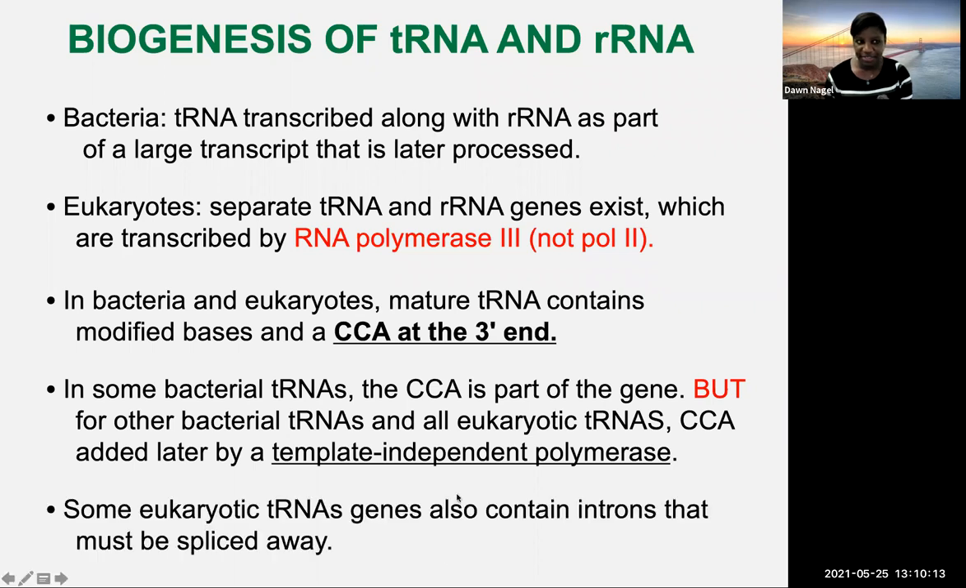The other thing that's interesting to know is that some eukaryotic tRNA genes also contain introns, right? We talked a lot about introns, and introns are present in messenger RNA. We know that some tRNAs also contain introns that need to be spliced out before they can be properly used. And this does happen as well with a different group of spliceosomal proteins that recognizes and splices it out.